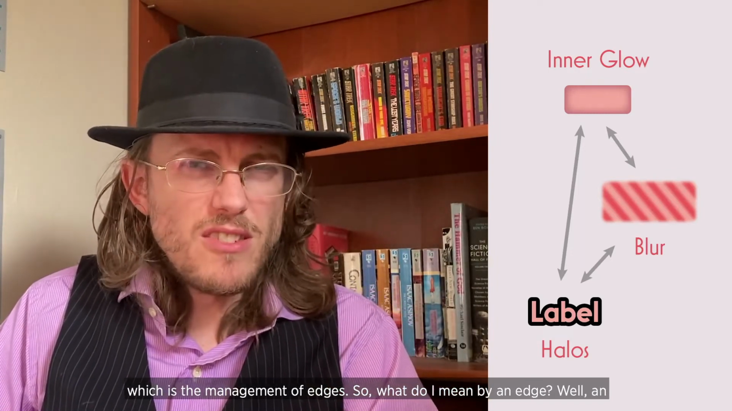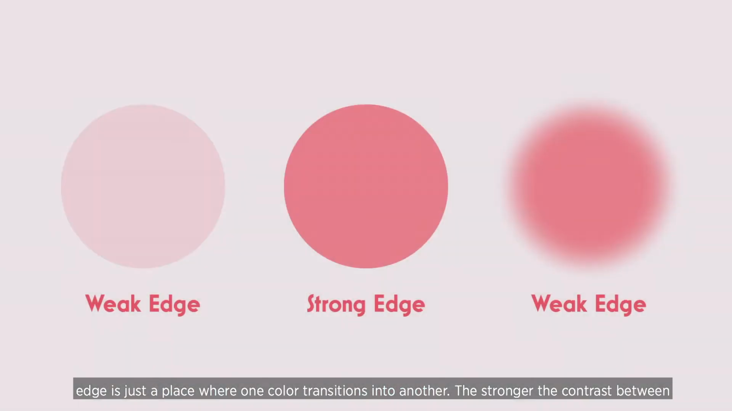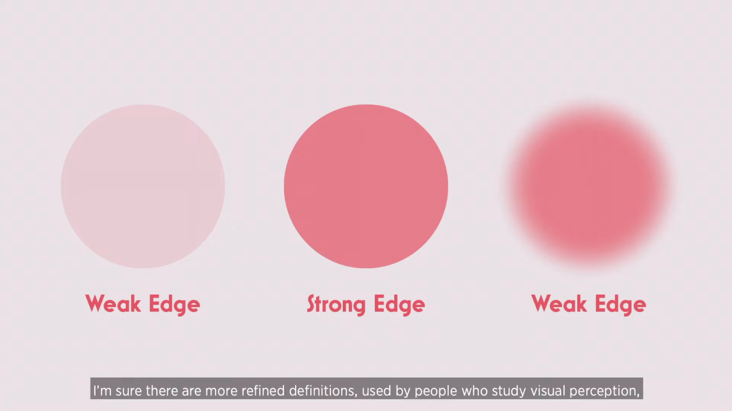So what do I mean by an edge? Well, an edge is just a place where one color transitions into another. The stronger the contrast between the two colors, the stronger the edge. Likewise, the more abrupt the shift, the stronger the edge. I'm sure there are more refined definitions used by people who study visual perception, but I'm just a simple production cartographer, and this works well enough for me.